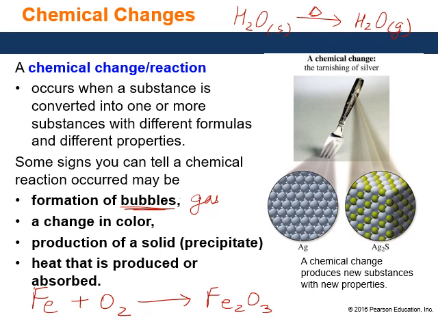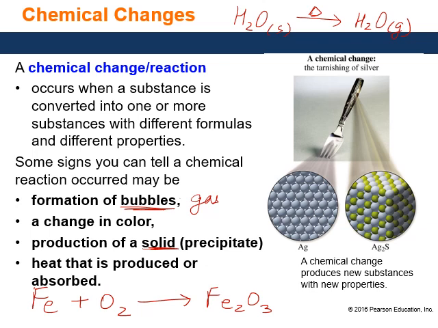You started with two clear solutions, but now suddenly you have a blue color solution. That means it's probably a chemical reaction occurring. Production of a solid precipitate, meaning let's say you mix two different clear liquid solutions together and you end up with a solid as a product, meaning you did not have a solid in the beginning of your reaction, but at the end you have a solid. That is telling you it's an example of a chemical reaction.